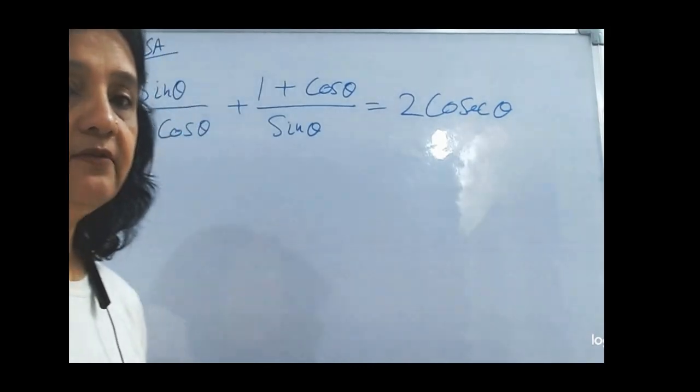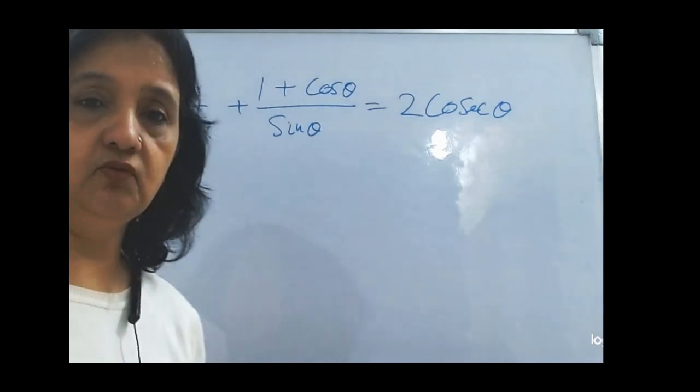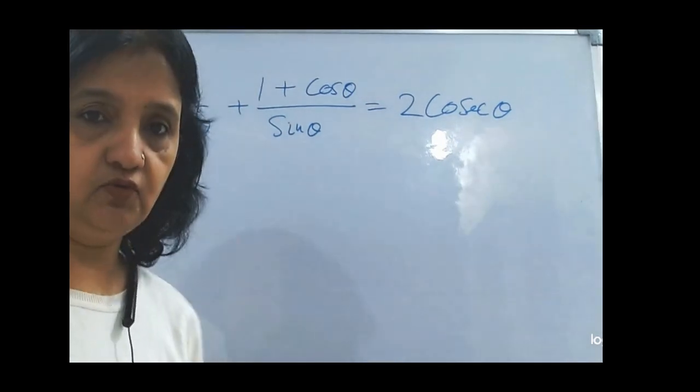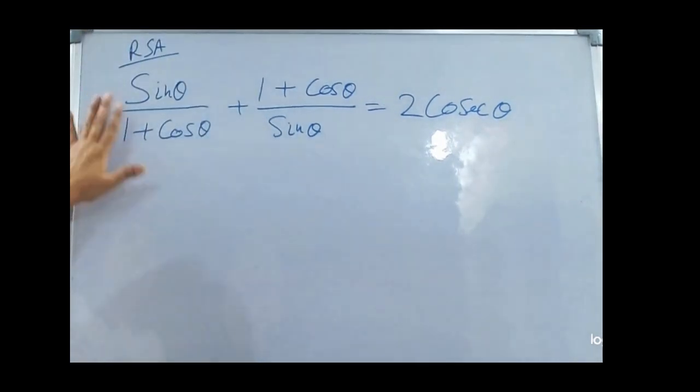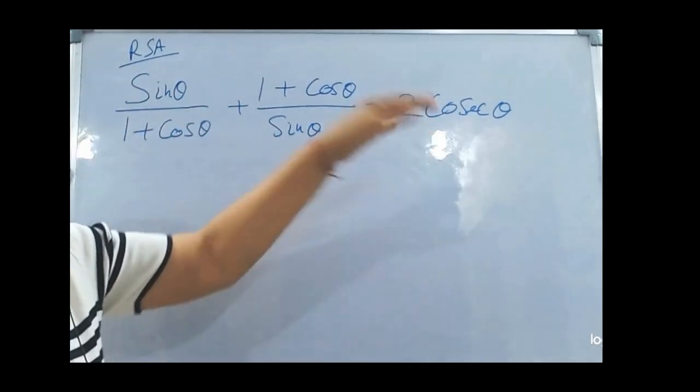Okay, let's take one good question of trigonometric identities. This question is from R.S. Agarwal book. So the question is, this expression we have to prove equal to 2 cosec theta.